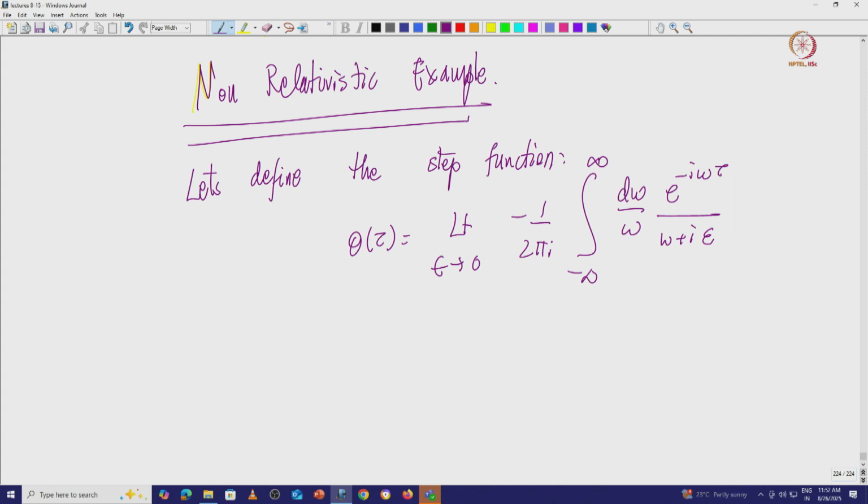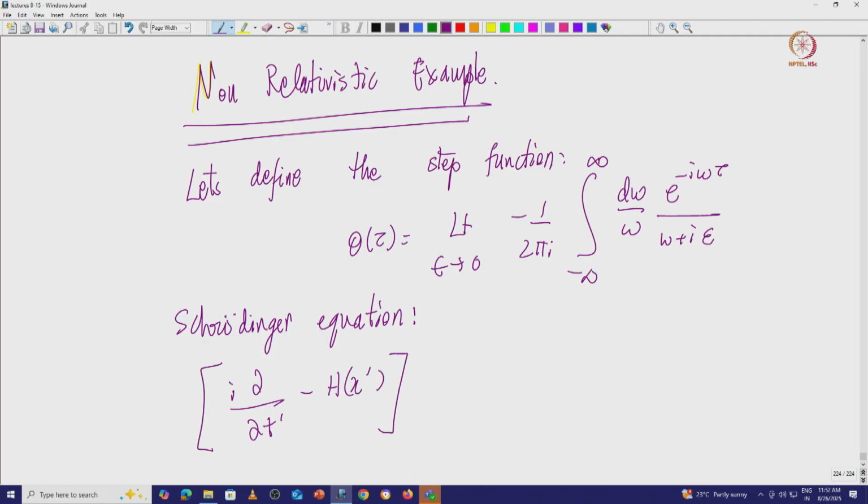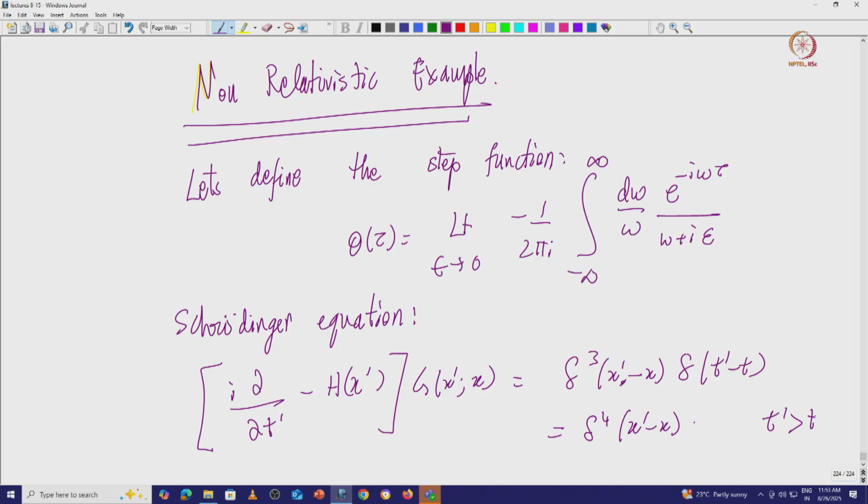So we'll start with the Green's function for the non-relativistic example for the Schrodinger equation. So (i del by del t prime minus H of x prime) G of x prime to x is equal to delta cube of x prime minus x, times delta of t prime minus t, which is equal to delta 4 of x prime minus x, for t prime greater than t. This is forward moving.